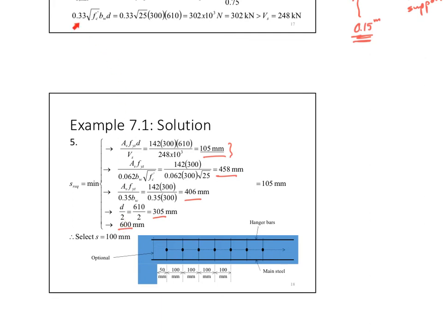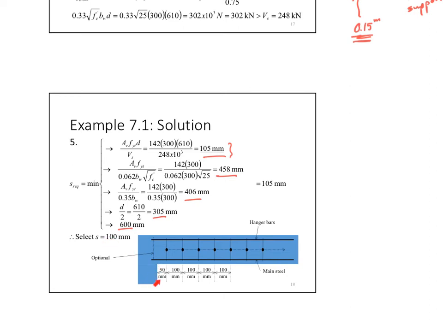If it was bigger than the 0.33 but smaller than the 0.66, then those 2 values are changed to d over 4 and 300. Now I picked up 105. In this case, because it's an s, a spacing, I have to drop this down to the nearest 5 centimeters, which means I pick up 10 centimeters, 100 millimeters.